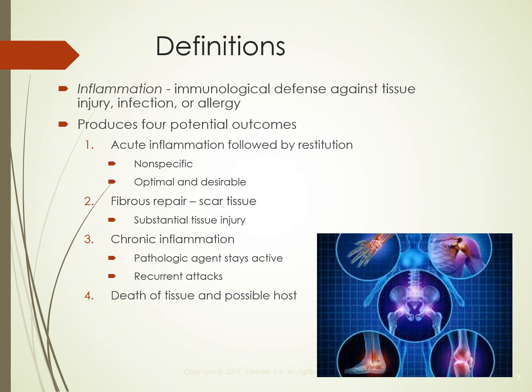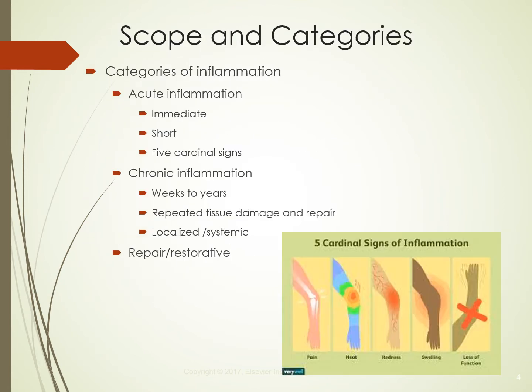Definitions: inflammation is an... scope and categories. Scope of inflammation can include no inflammation or all the way to the right with the arrow to acute inflammation, active inflammation, which is acute, chronic, and restorative. Categories of inflammation: acute, chronic, or repair.